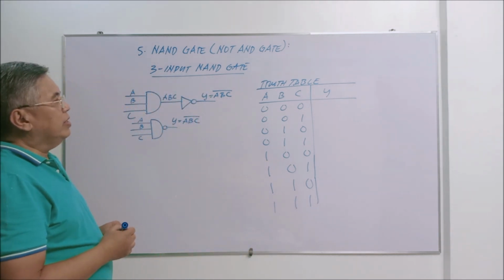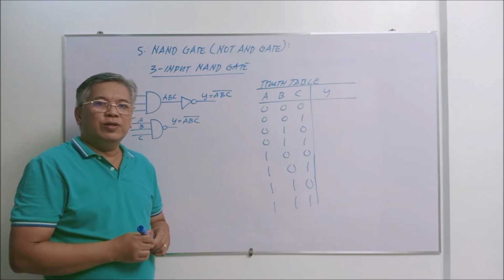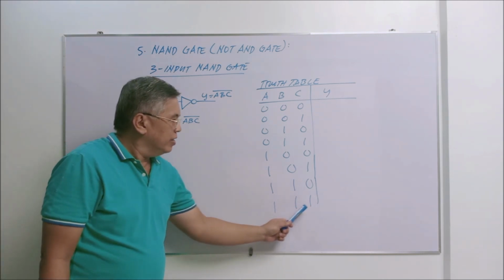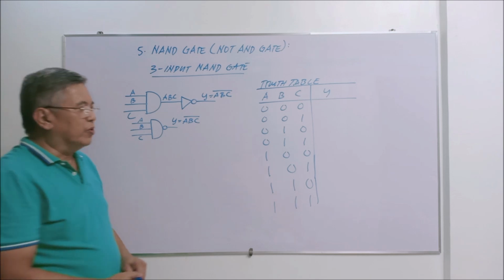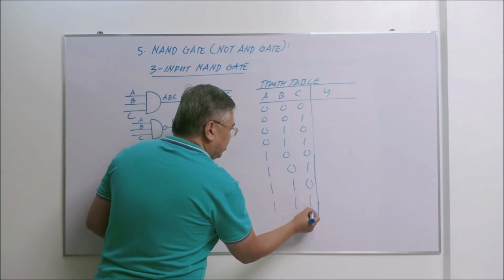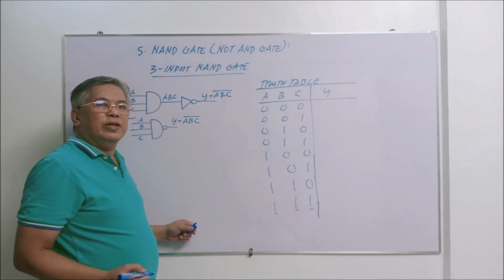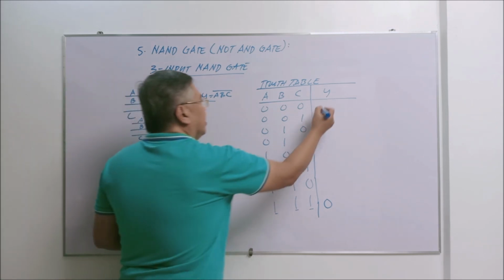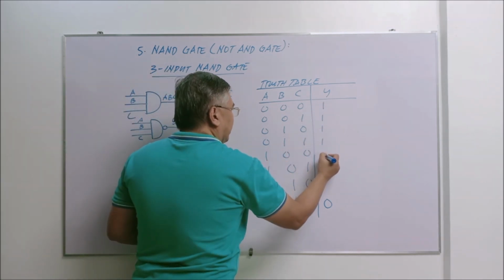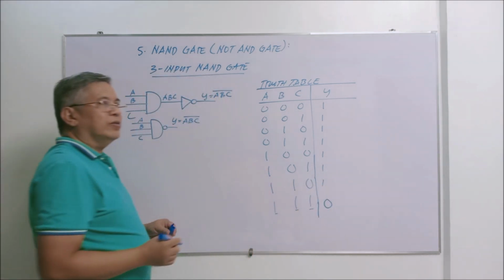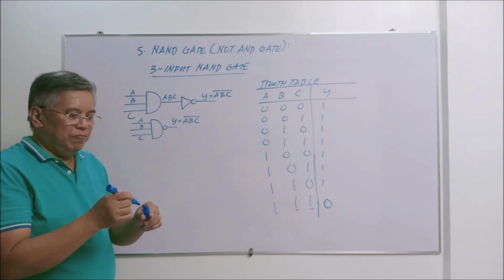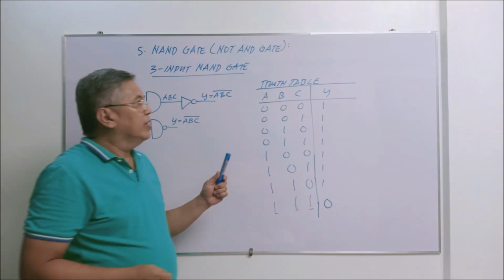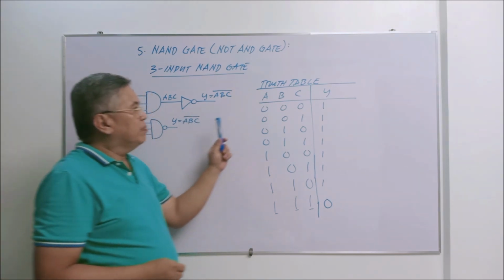According to our definition for the NAND gate, all inputs must be high to get a low output. It is in this particular condition that all inputs are high to get a low output. The rest will be 1, or high. So again, the NAND gate is simply the opposite of the AND gate. Whatever the output of your AND gate, once it passes through an inverter, it becomes inverted.